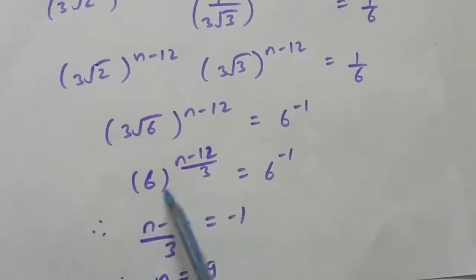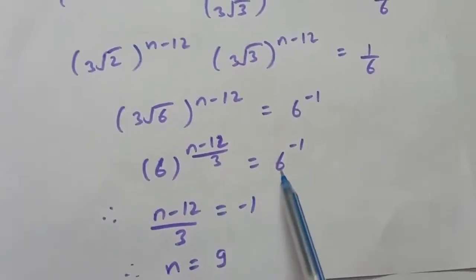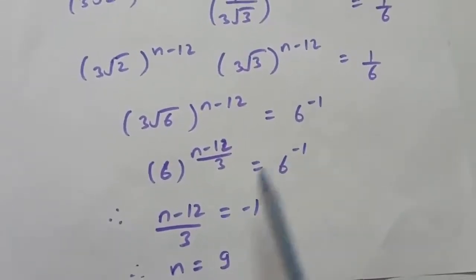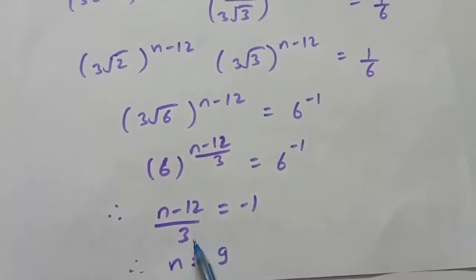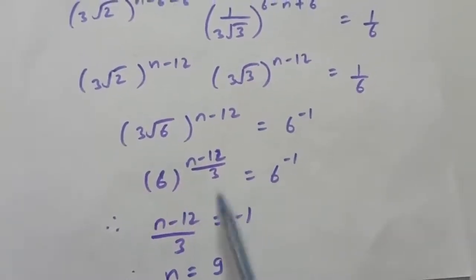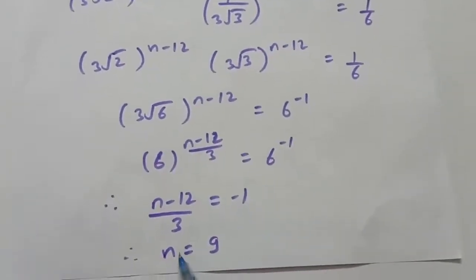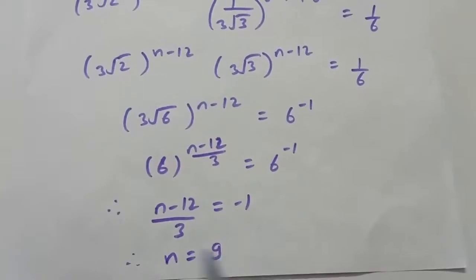Now this will be 6 raised to the power n minus 12 upon 3, equal to 6 raised to the power minus 1. Therefore, n minus 12 upon 3 is equal to minus 1. Because these two are equal, the powers should also be equal. So you get the value of n as 9.